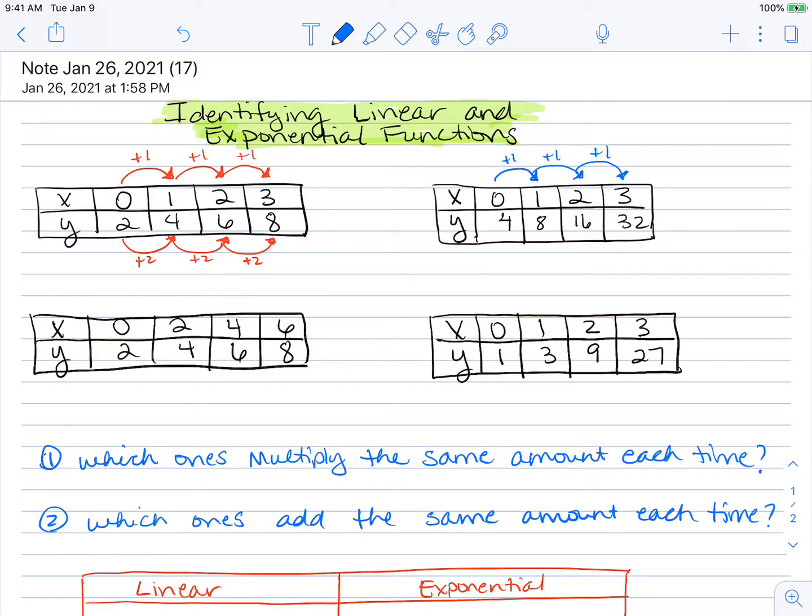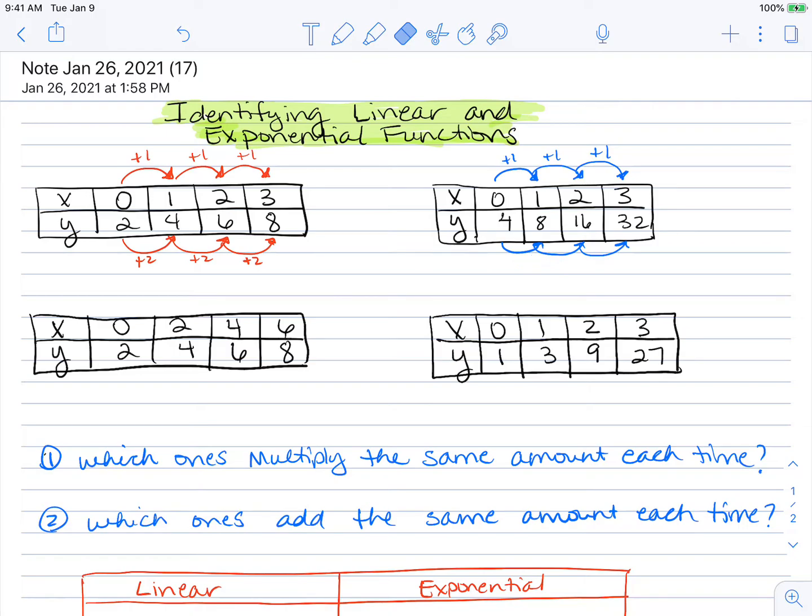If I look at the y's, I'm going to do the same thing, say, how does it change? Well, maybe from 4 to 8, it's adding 4. But when I do the next one and say, well, 8 plus 4, well, that doesn't equal 16. That's not it. It's not adding 4 every time, so that's not what's happening.